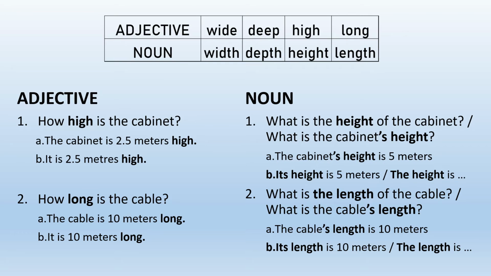It's going to be the same if you are using long and length. You may see number 2, how long is the cable for the adjective? The cable is 10 meters long, or it is 10 meters long. But when you are going to use noun, what is the length of the cable, or what is the cable's length? The answer will be the cable's length is 10 meters, or its length is 10 meters, or the length is 10 meters, or another complete one, the length of the cable is 10 meters.